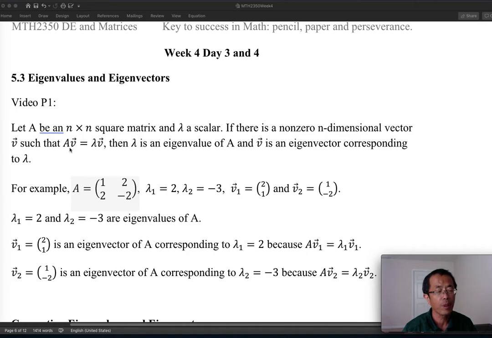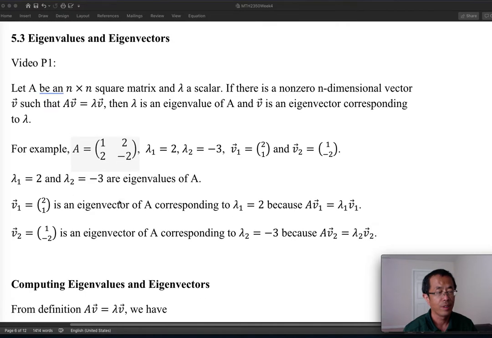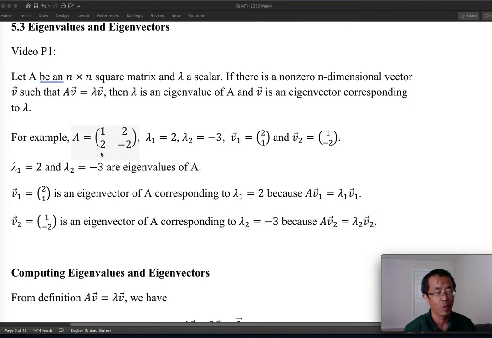And if we happen to have this situation, A times a non-zero vector equals a scalar multiple of that vector, and if that is the case, lambda is the eigenvalue, and the vector is an eigenvector corresponding to lambda. Usually for a matrix there are multiple eigenvalues, and for each eigenvalue there is a set of eigenvectors. I think we already solved this one in the previous video.